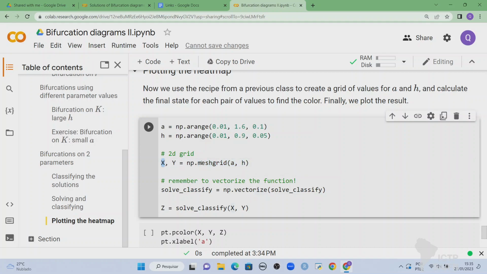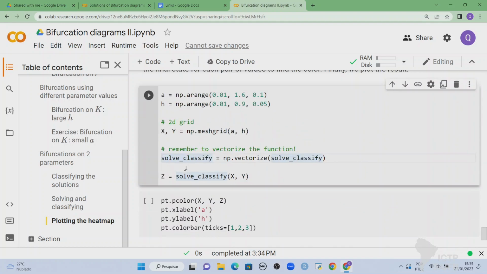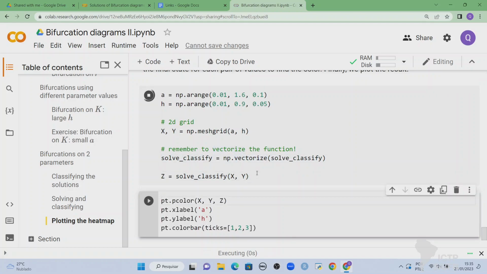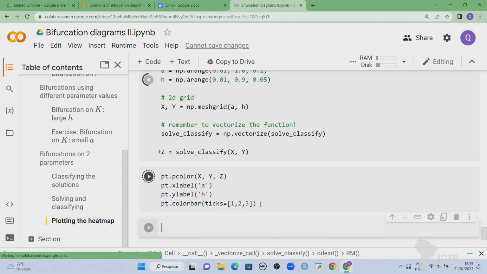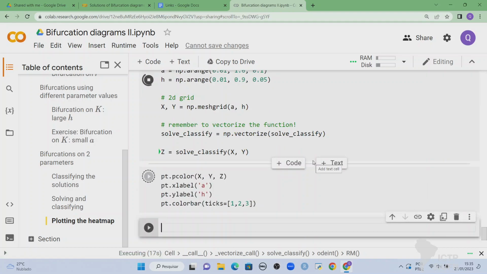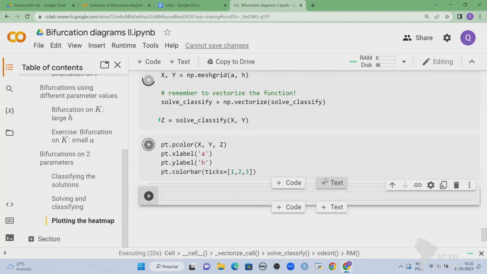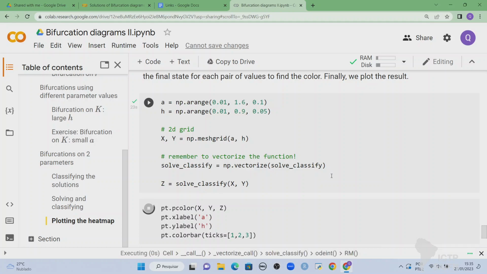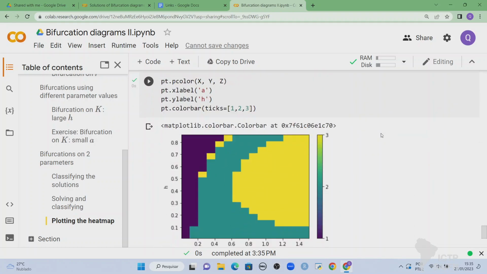Now X will contain the values of A and Y the values of H, okay? And then I use our function to run over all of them. Remember that I have to vectorize this function, okay? I vectorize this function first, and then I run this stuff here. And this takes quite a bit of time, okay? And finally, with the result, I will plot this in a heat map here, and hopefully, after this is done, I get a nice plot, okay? But this is the end of the class, right? But then let's wait. It didn't take as much time as I expected.